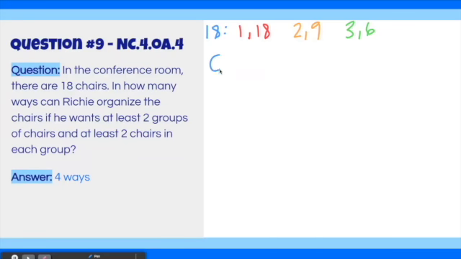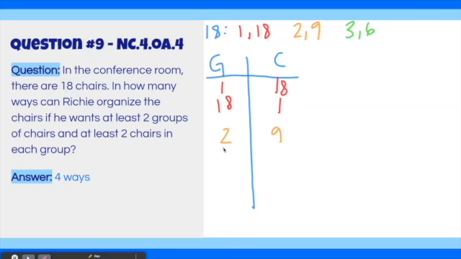So now we're going to list these factor pairs out in ways Richie can organize the room. So for example, using this first factor pair, 1 and 18, we can say Richie can create one group of 18 chairs or 18 groups of 1 chair each. Using the next factor pair here, 2 and 9, we can say Richie can create 2 groups of 9 chairs or 9 groups of 2 chairs each. And using the last factor pair here, 3 and 6, we can say Richie can create 3 groups of 6 chairs or 6 groups of 3 chairs each.